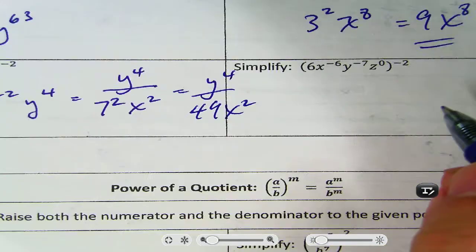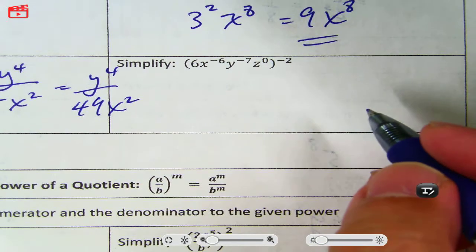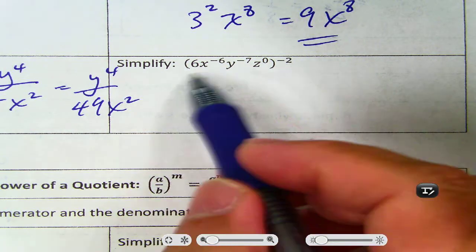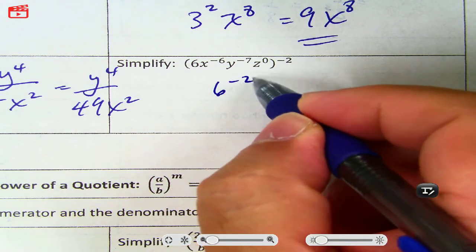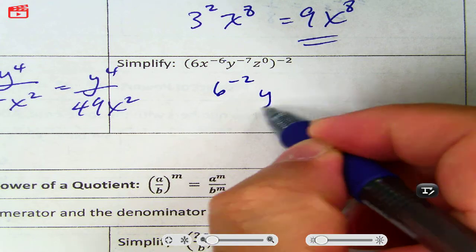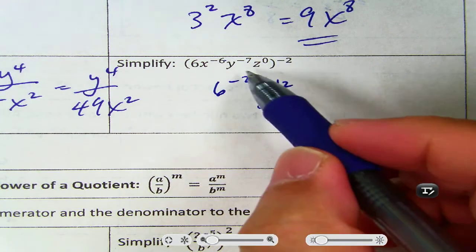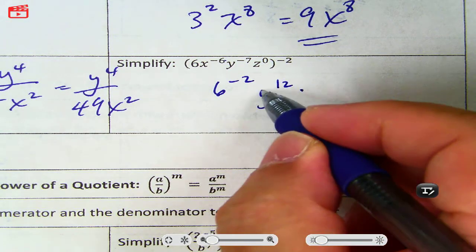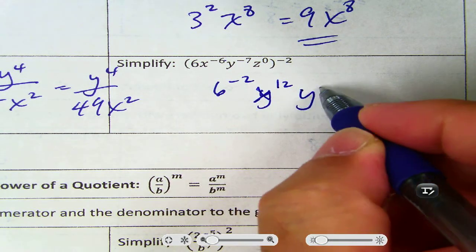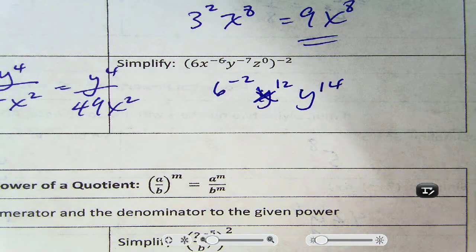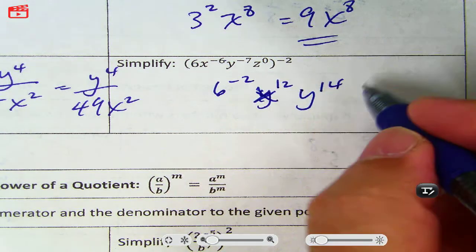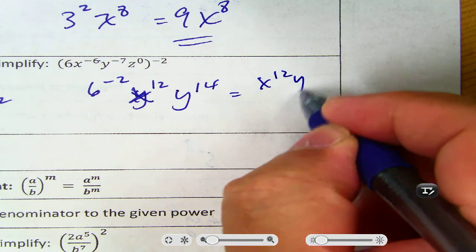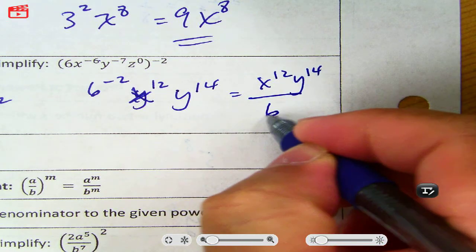Okay, all right, continuing. We're almost done. So you're going to distribute this negative 2 onto all the pieces. So 6 to the negative 2. Negative 6 times negative 2 is positive 12. Negative 7 times negative 2 is, whoa, that was x to the positive 12, y to the positive 14. Sorry about that. So I still have a negative exponent, so I have to deal with that. So that's going to be x to the 12th, y to the 14th over 6 squared.